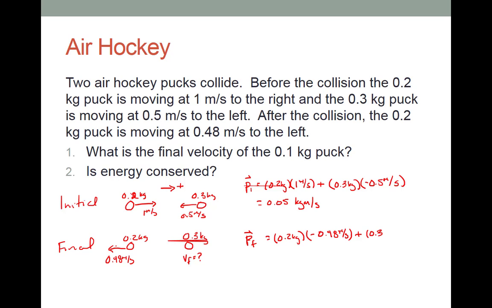Plus the 0.3 kilogram puck times the unknown final velocity of that puck. We can now use conservation of momentum, stating that the initial momentum equals the final momentum. So 0.05 kilogram meters per second equals, I didn't multiply it out on the right previous page, so I won't multiply it here yet either.